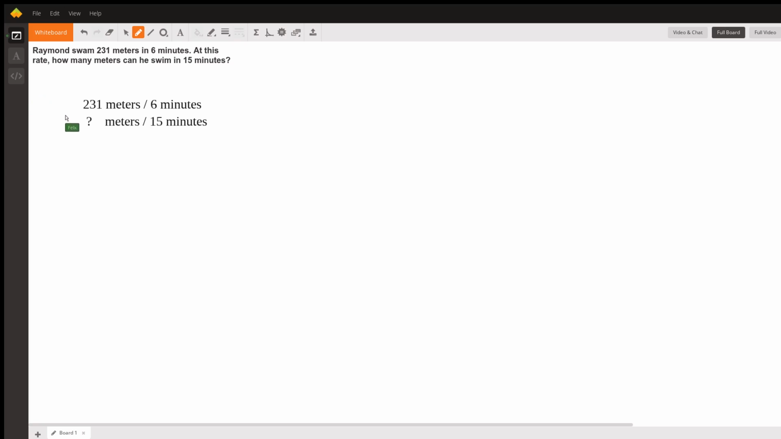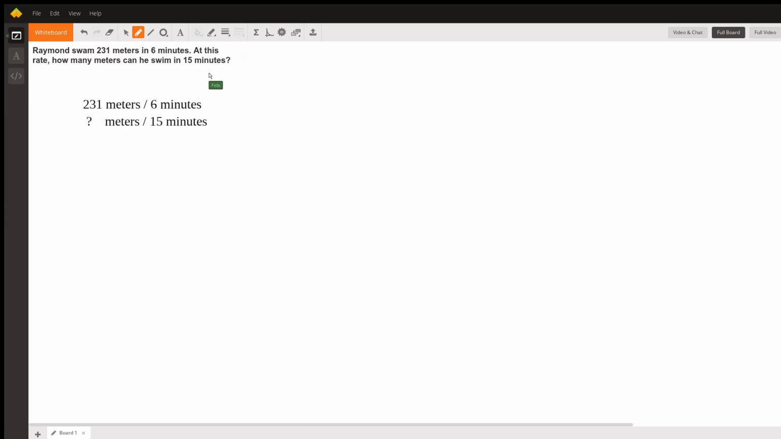in a mathematical way. So basically, it's saying that Raymond swam 231 meters in 6 minutes. At this rate, how many meters can he swim in 15 minutes? A very easy way to solve it. There are different ways to do it. In fact, you can use proportionality, or you can use a little reasoning.